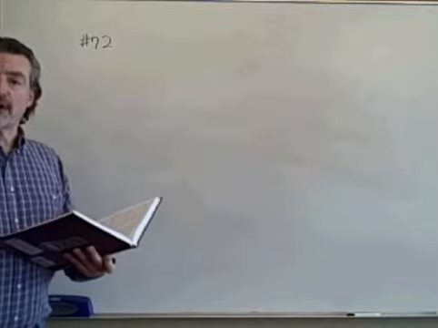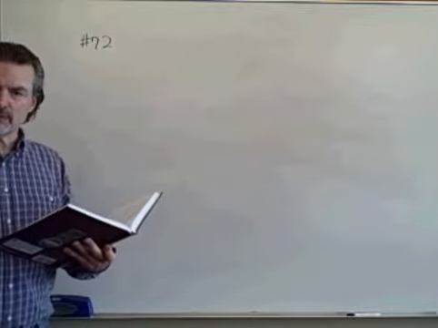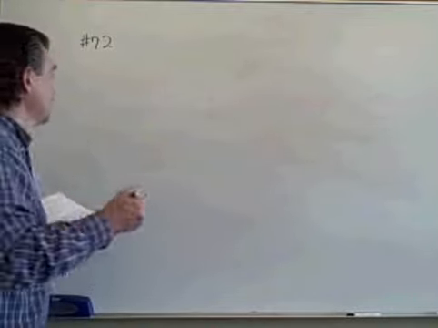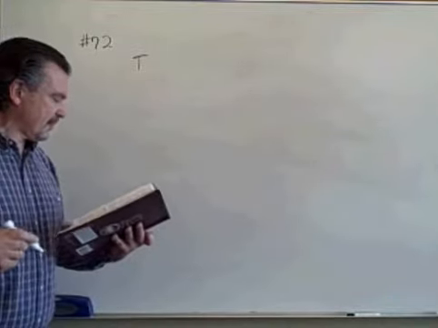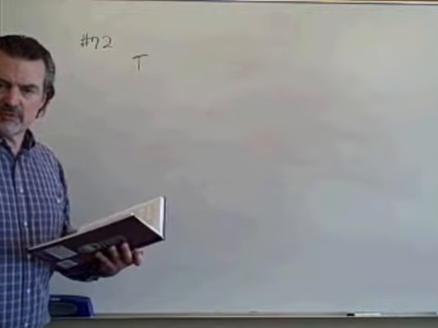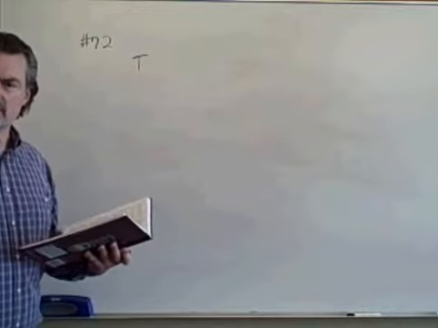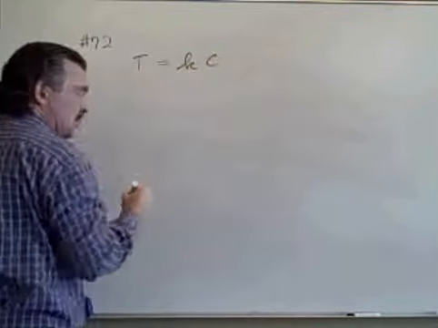Here's another variation problem, problem 72. The time required to assemble computers. Okay, so let's call that T. The time required to assemble computers varies directly as the number of computers. Let's call that C for the number of computers. So it varies directly as the number of computers.